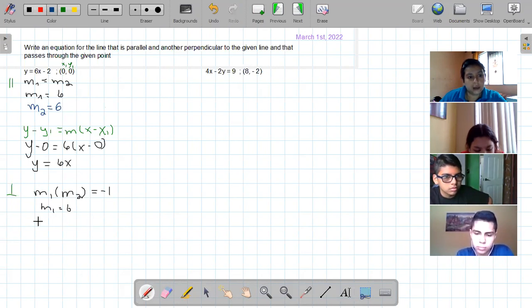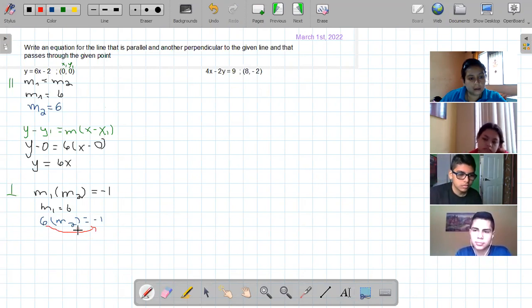So I'm going to say M1 is 6. So 6 times M2 is equal to negative 1. I need to leave the M2 completely alone. Therefore, this 6 passes to the other side, divided, right? So what do I have left? I got that M2 is equal to negative 1 over 6.